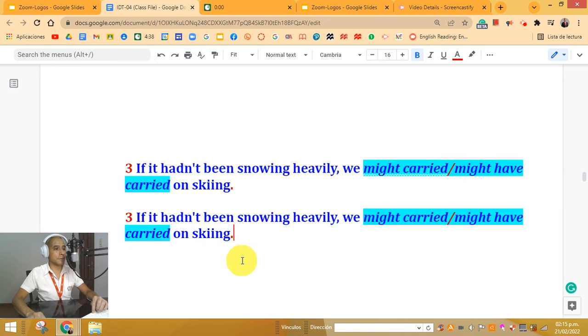So let's analyze it. In this case, the conditional is if it hadn't been snowing heavily, and we remember that we can use would, could, or might. In this case, we have the word might. And after might, we need the verb have and then the verb in the past participle. So in this case, the first option is incorrect, and the second one is the correct answer. So I would say might have carried. Might plus have plus the verb in the past participle. That would be the correct option.